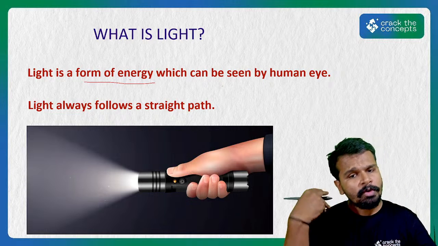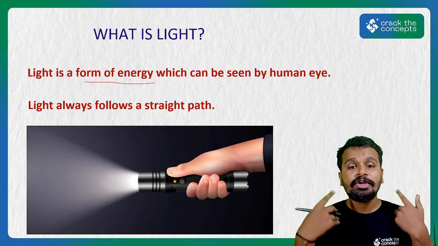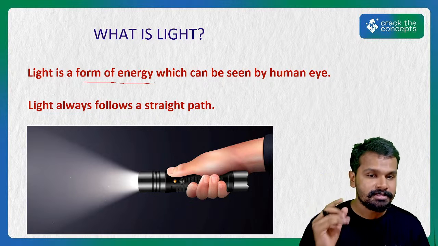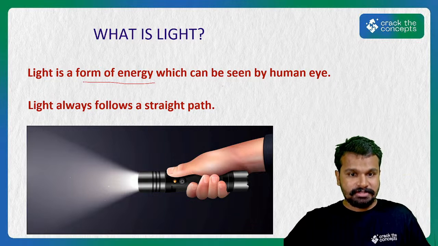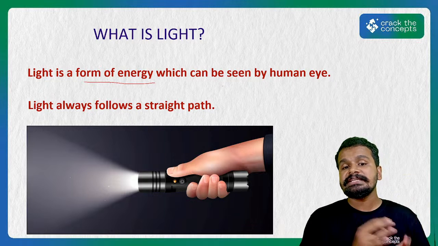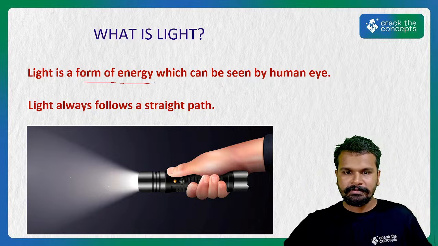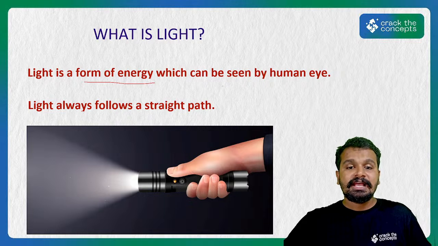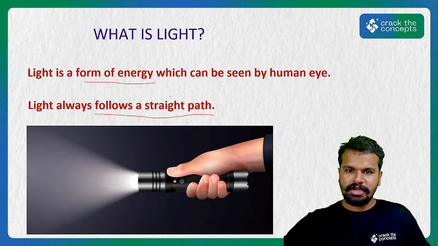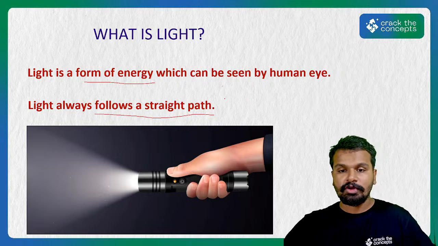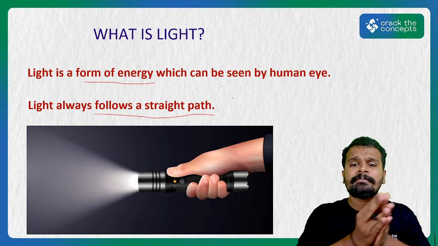Sound is also one form of energy, and that particular energy you are able to sense through your ears. And light is also one form of energy. This is sensed by us using our human eyes. You have to understand that light always follows a straight path. It can never go in a zigzag manner.